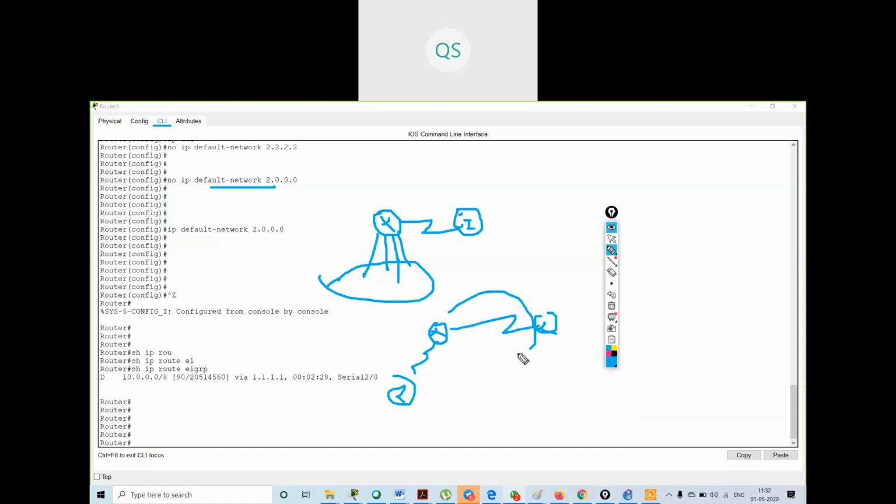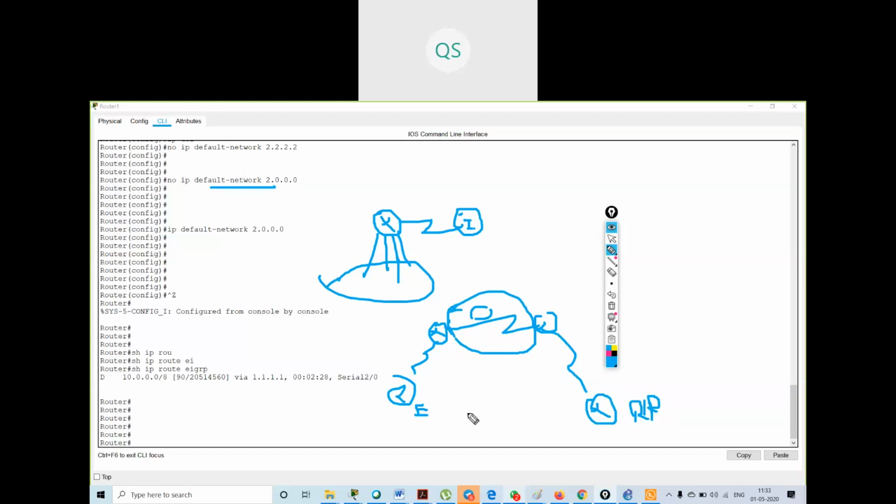Okay, and over here I am running OSPF, and on this router I am running EIGRP. And over here I have one more router. On this router I am running RIP. So these routers cannot communicate with each other because they are running different routing protocols. These two routers are running OSPF, and this router is running EIGRP.